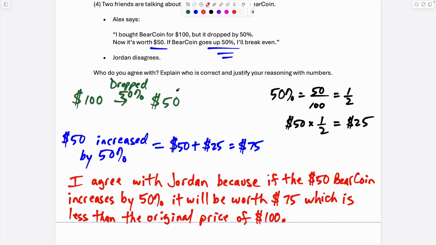One thing I just want to point out here: anytime you have a question that asks you to explain, you want to make sure you're writing a sentence with the word because here. So I'm just including here that the new value of $75 would actually be less than the original price of $100. So that's why Alex is incorrect, and I agree with Jordan.